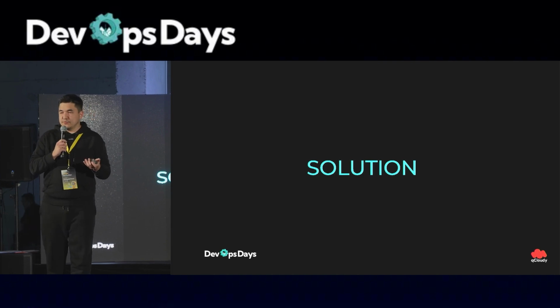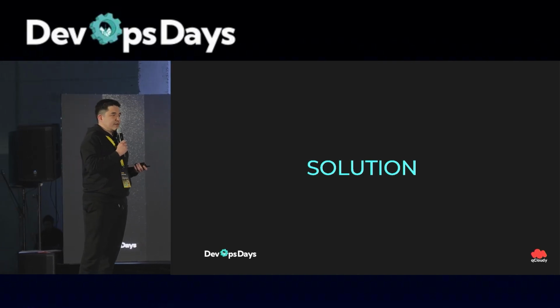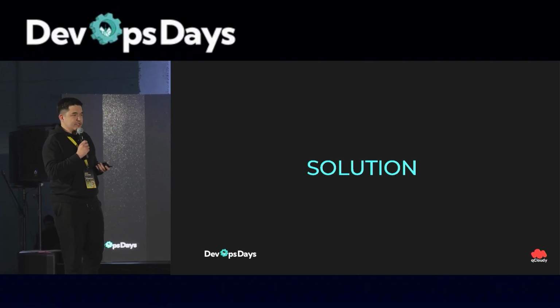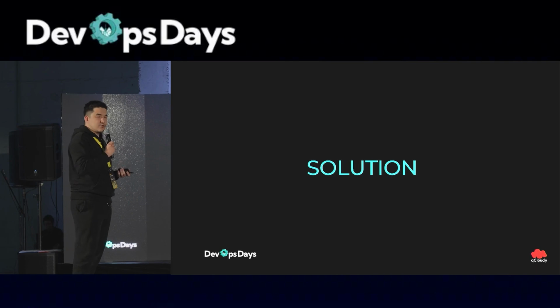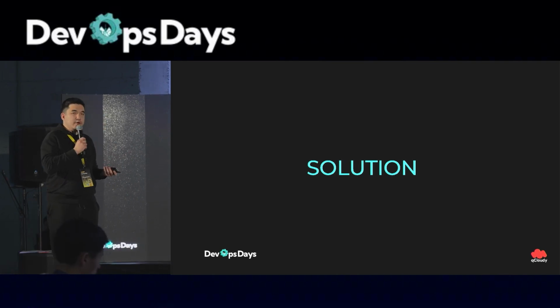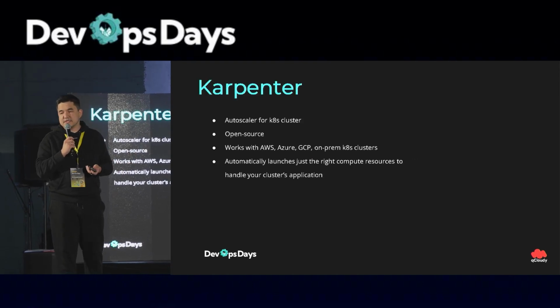The solution is to build a development environment in Kubernetes using Karpenter and Spot instances. We have saved over 70% on compute resources in a client's dev environment using this solution, and I will show you the real figures a bit later. For now, let me briefly explain what Karpenter and Spot instances are.